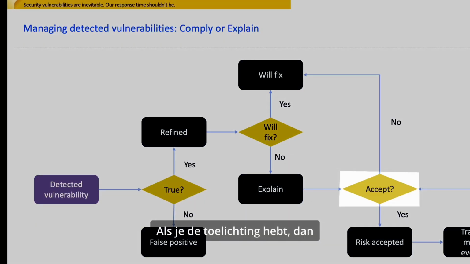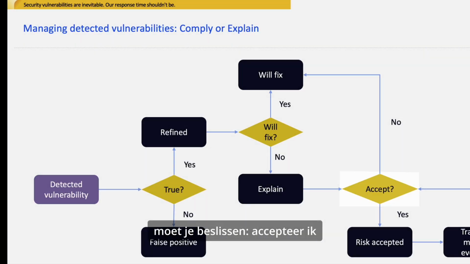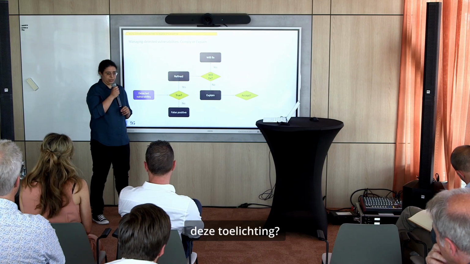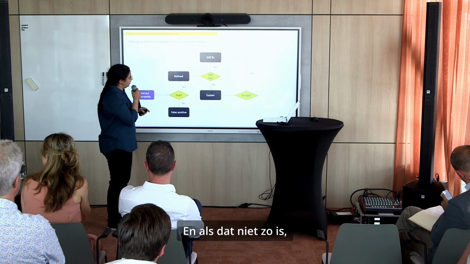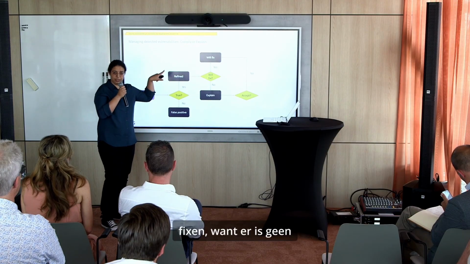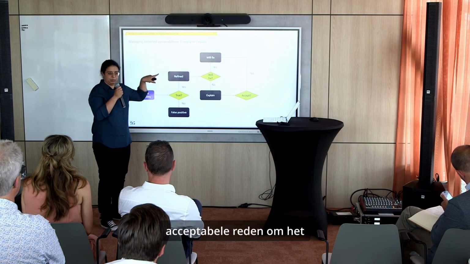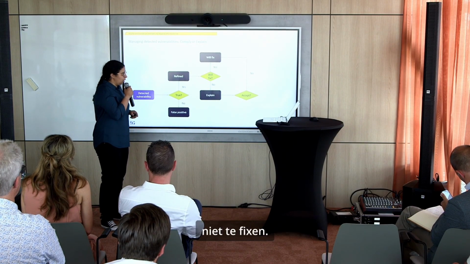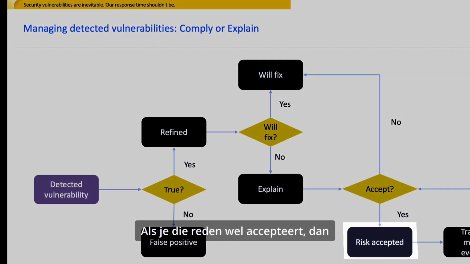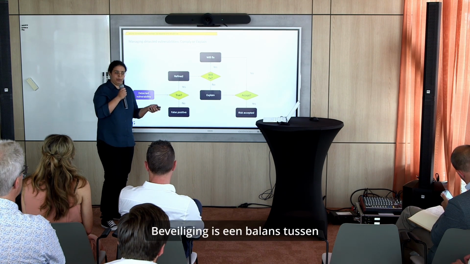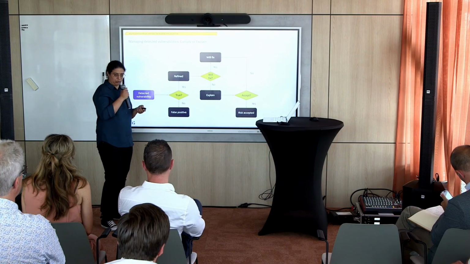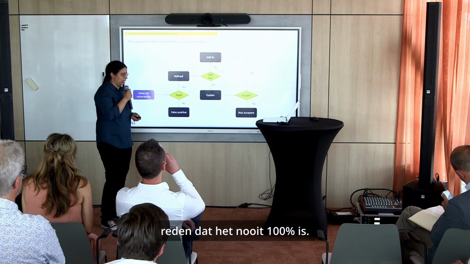If you have the explanation, then you have to decide, do I accept this explanation, yes or no? And if that's not the case, you're automatically going to fix it, because there's no acceptable reason to not fix it. If you do accept that reason, then you're going to risk accept it. That's fine. Security is a balance between taking risk and avoiding risk. And that's also the reason why it's not 100% ever.